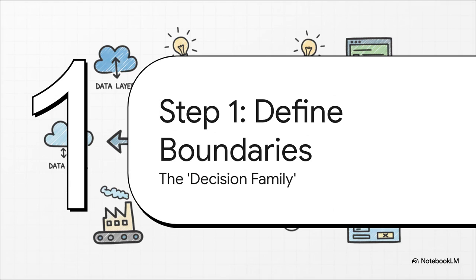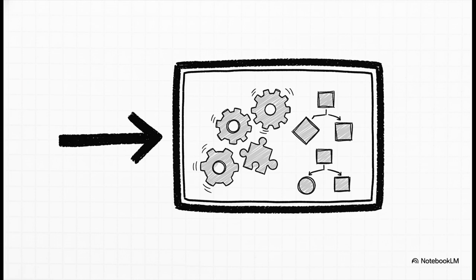All right, so step one. The very first thing we've got to do is define our boundaries. You can think of it as creating a decision family. This is basically just a container for all the logic related to one specific business job, like, say, handling a user login. This container, it could be a package or a module in your language of choice, holds everything related to one single set of rules.